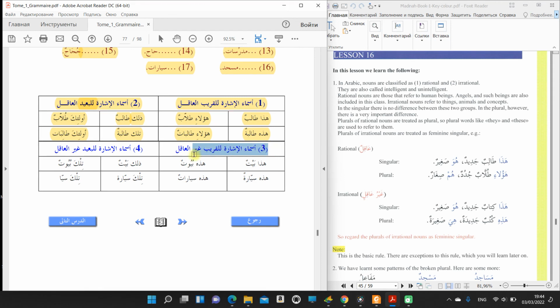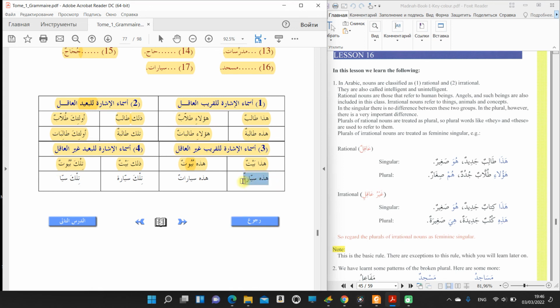But when it comes to these 2 categories, that's where people make mistakes. Repeatedly, again and again, until they get used to the fact that if we have nouns that are not intelligent in the plural form, we don't treat it as plural, we treat it as feminine singular. هذا بيت, this is a house. هذه بيوت, these are houses. Yeah, the whole lesson was about it. Like ذلك بيت, that is a house. تلك بيوت, those are houses.